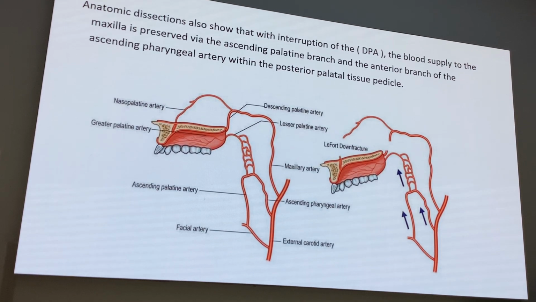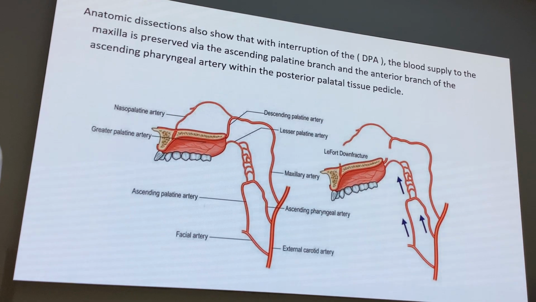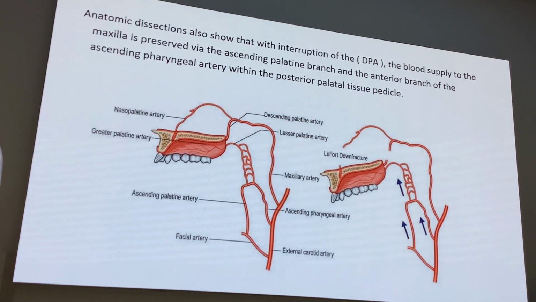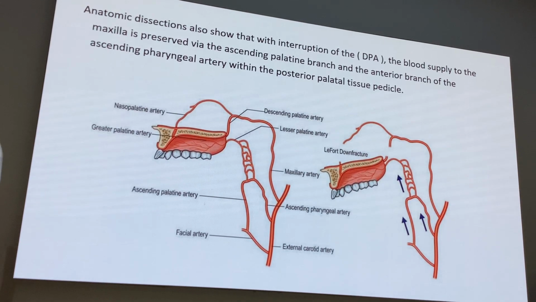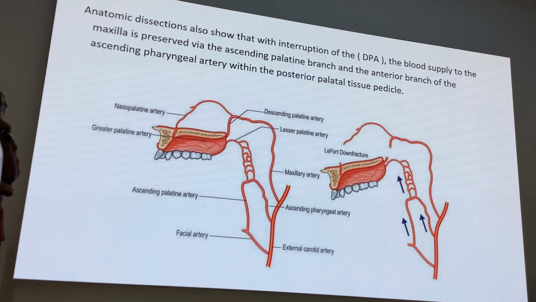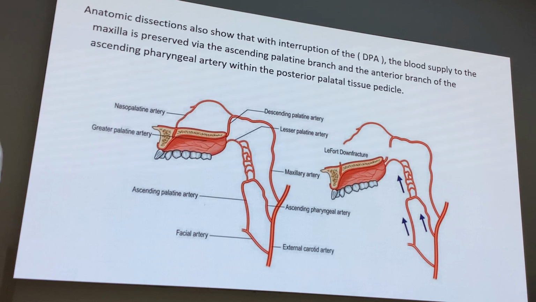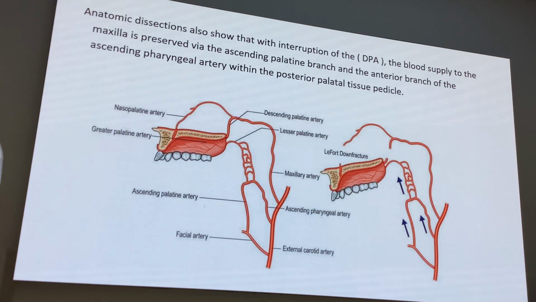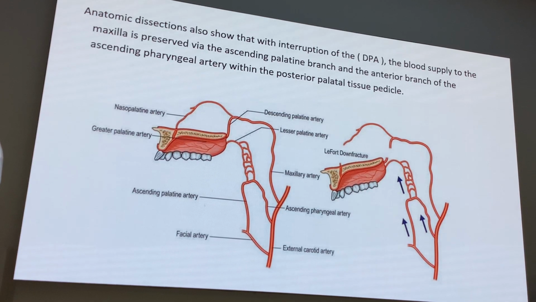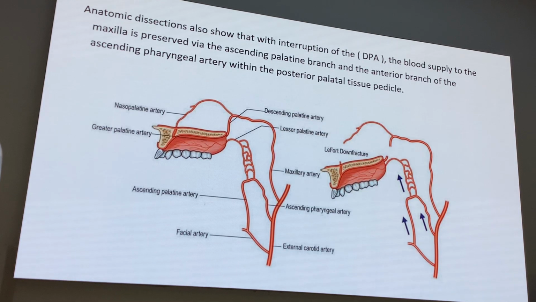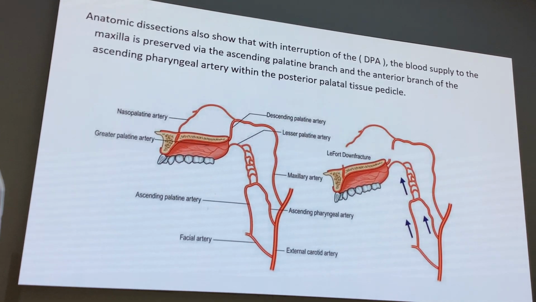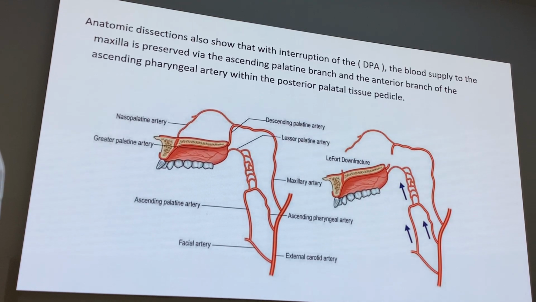Another important aspect is the vascularity of the maxilla. Suppose you are doing the procedure and you are down fracturing the maxilla. Obviously, there is damage to the nasopalatine artery and the greater palatine artery. Sometimes both arteries get damaged. Still, you find that the maxilla survives. Why? Because it gets supply from the ascending palatine artery as well as the ascending pharyngeal artery, and you can see that the supply comes down. You understood?